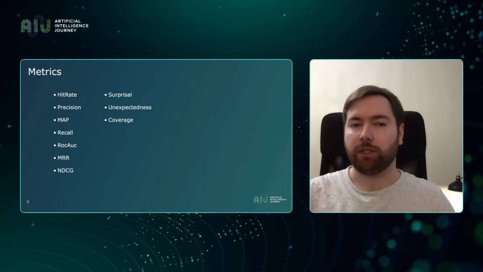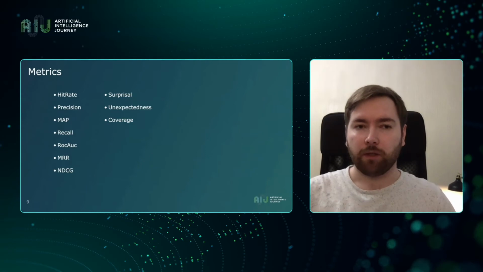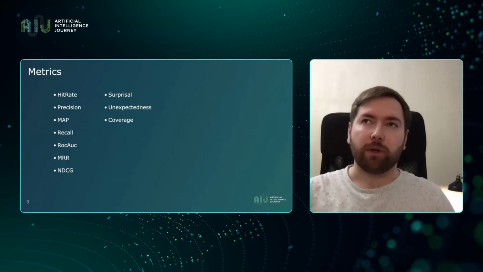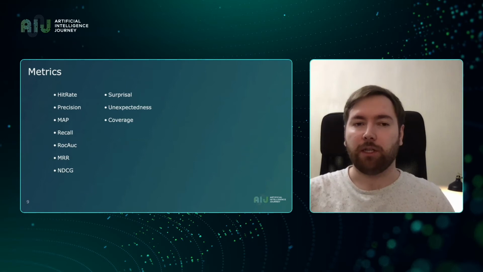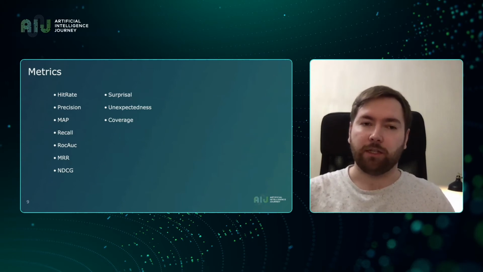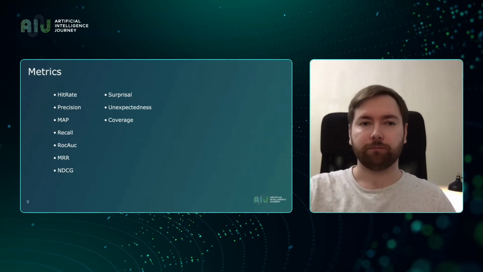Probably you know these ones. Also, we have some metrics for diversity. For example, surprisal shows how unpopular items from the long tail are getting into your recommendations. It shows how the recommendations of your model differ compared to recommendations from a simple baseline algorithm. Also, we have coverage, which shows what share of items gets into the recommendations amongst the whole set of objects that you have in the system.